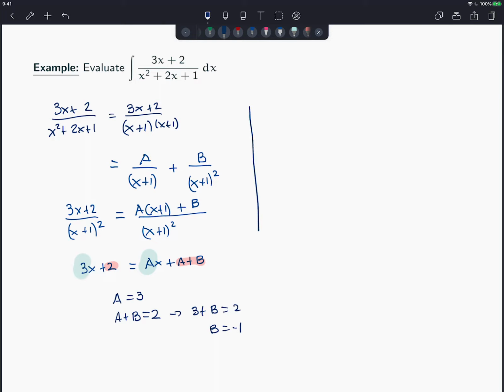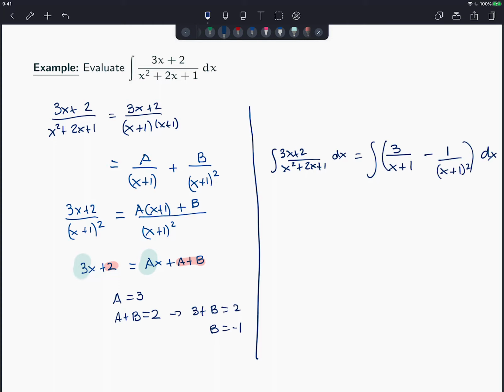So this means that the integral I wanted to solve, 3x plus 2 over x squared plus 2x plus 1, can be rewritten as A, which was 3, over the factor x plus 1, and then minus 1 over the factor x plus 1 squared. And now each of these integrals I can solve easily. So I have to solve this integral, and I need to solve this integral.